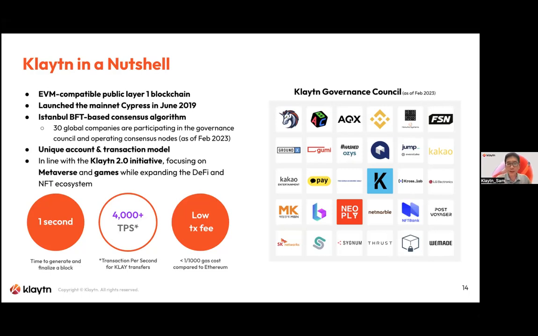It uses the Istanbul BFT consensus algorithm, which is run by a set of validators called the governance council in Klaytn, and we have a unique account and transaction model. Since last year, we announced Klaytn 2.0, and we have been focusing on metaverse and games and so on. As for the numbers, Klaytn provides 1 second block generation and finalization time, and on average, at max, it has 4,000 TPS for Klay transfers, and the gas fee is very low compared to Ethereum.